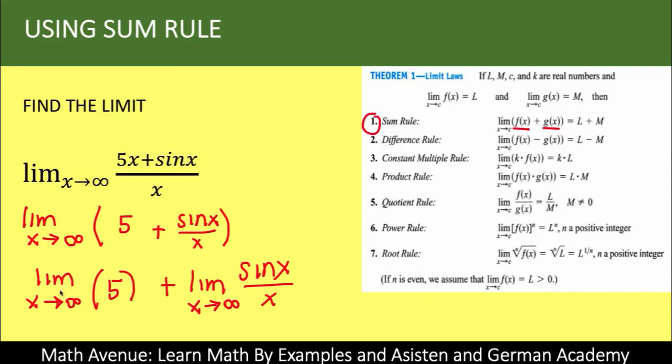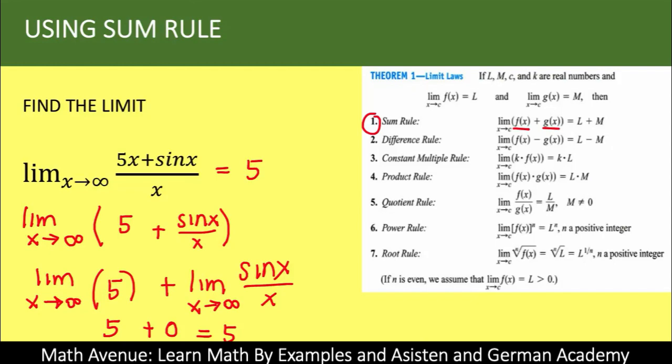So what is the limit of 5 as x approaches positive infinity? Since there's no variable here, no matter what values x assumes, this constant is not affected, so the limit here is 5. And the limit of sine of x over x as x approaches infinity, we already computed in the previous example. We know that the limit of this is 0. And therefore, the limit of this entire function is 5 plus 0, which is equal to 5. So the answer here is 5.